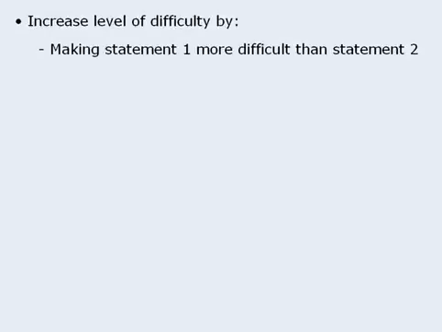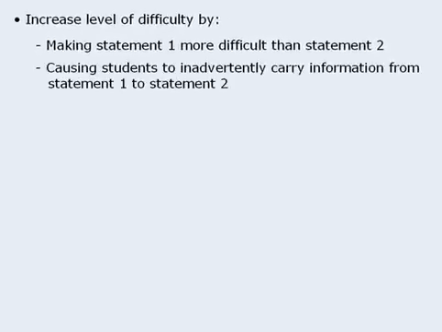The second way that test makers can take advantage of the fact that students typically examine statement 1 first is to write statement 1 in such a way that it causes some students to accidentally carry information from statement 1 over to statement 2, and thus cause these students to answer the question incorrectly.